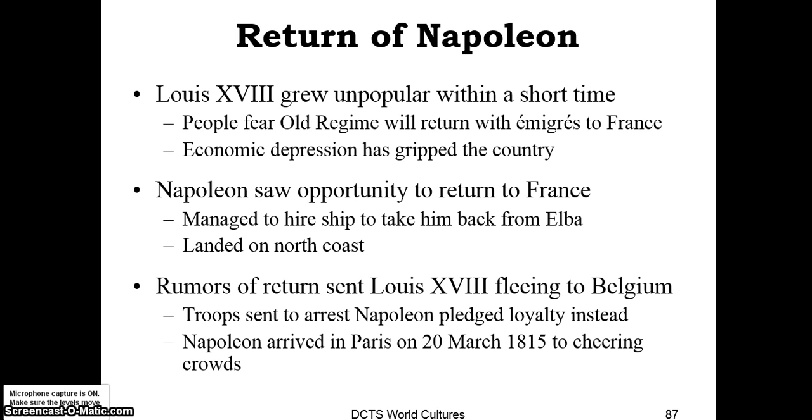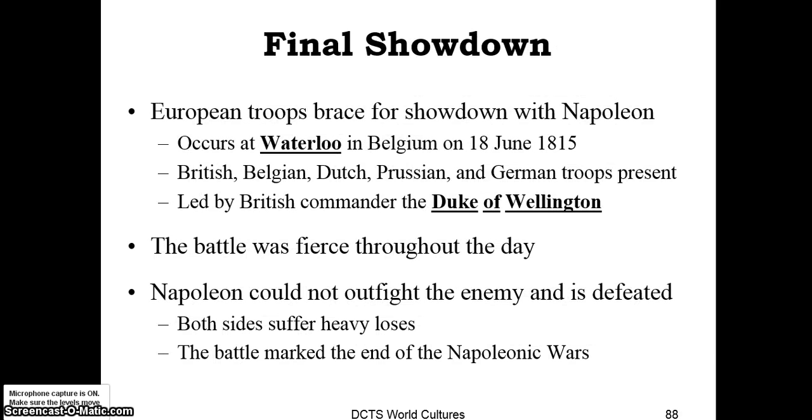Troops are sent to arrest Napoleon, but they pledge loyalty to Napoleon instead. And Napoleon arrives in Paris on March 20th to cheering crowds. He's returning as a hero. And the final showdown starts. The European troops brace for a final showdown with Napoleon.